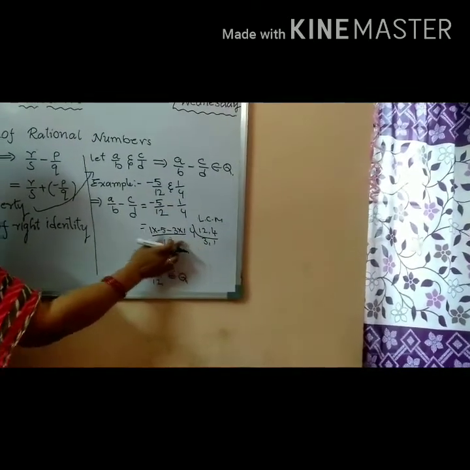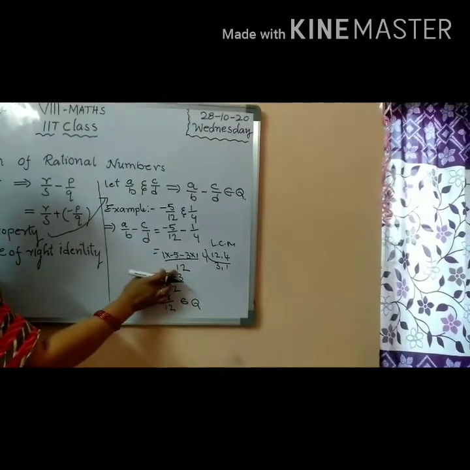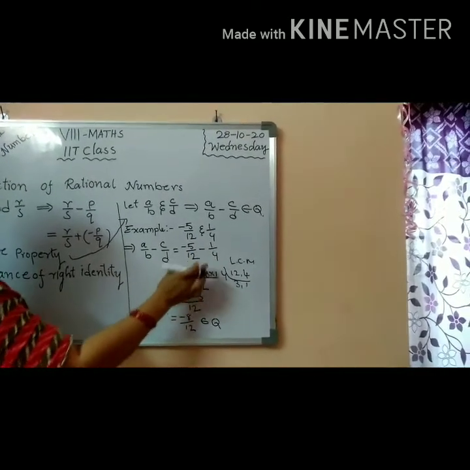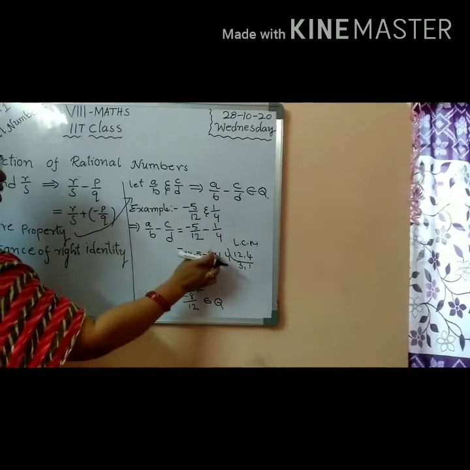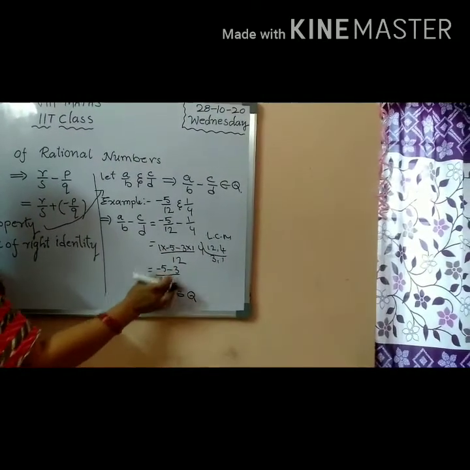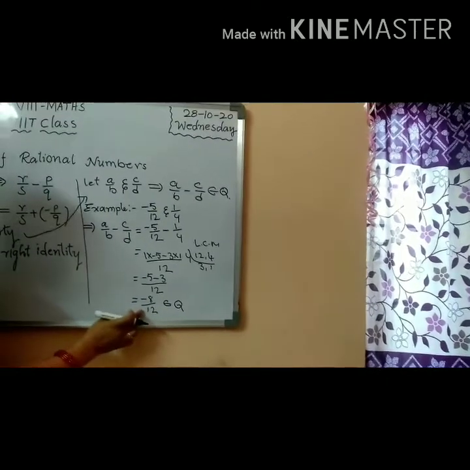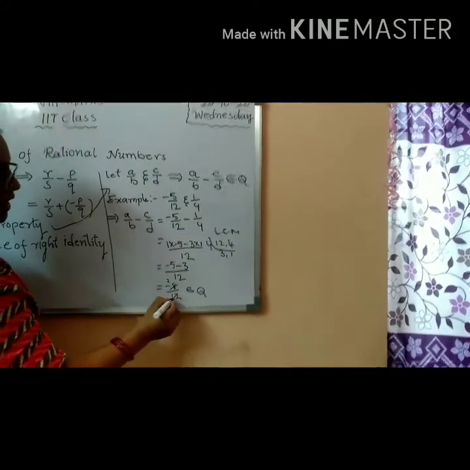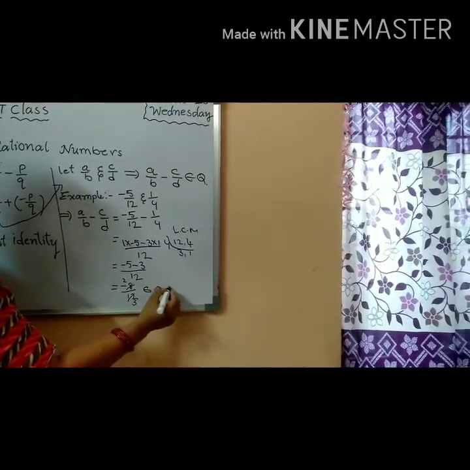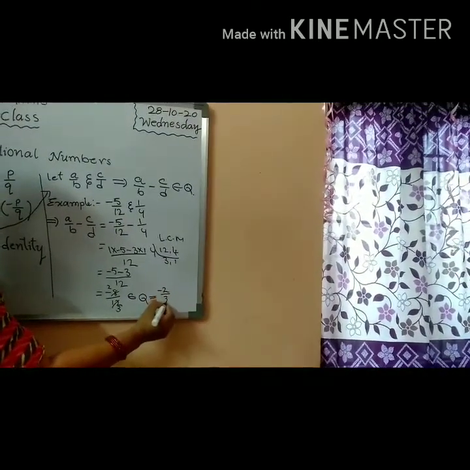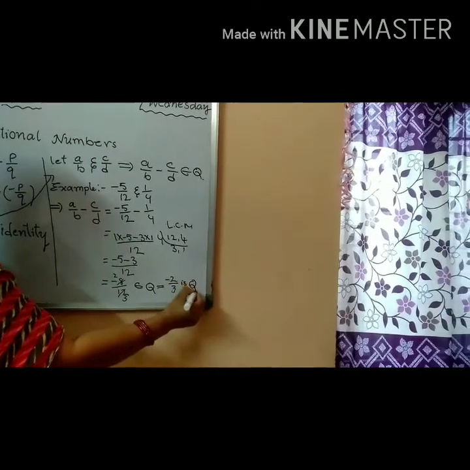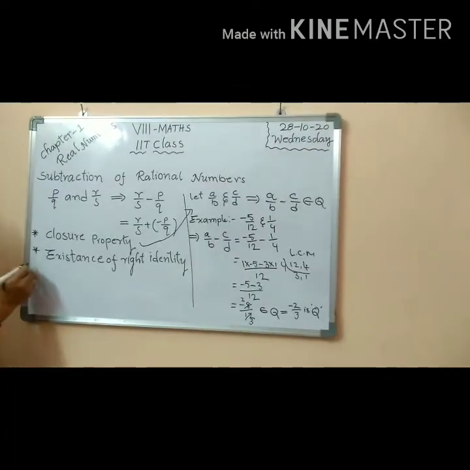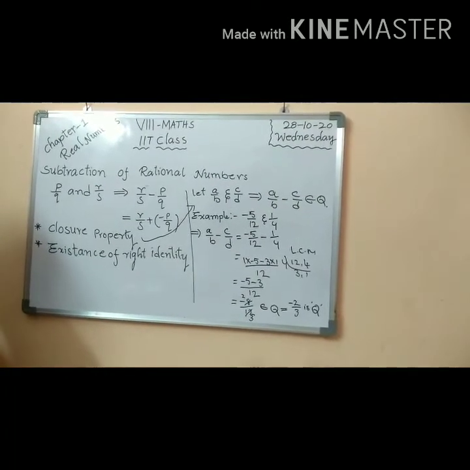Take LCM 12. How many times does 12 go into the denominator 12? 1 time. 1 into minus 5. 4 goes into 12 how many times? 3 times. 3 into numerator 1. So minus 5 minus 3 by 12 is minus 8 by 12. In simple form, dividing by 4 gives minus 2 by 3, which is also a rational number. That is the closure property. Next one is the existence of right identity.